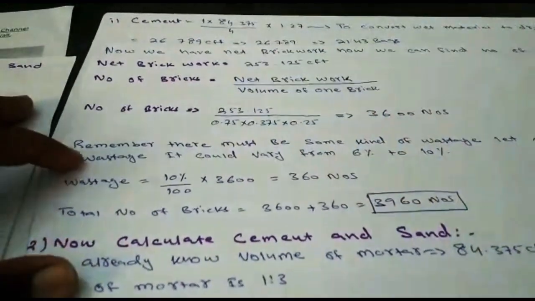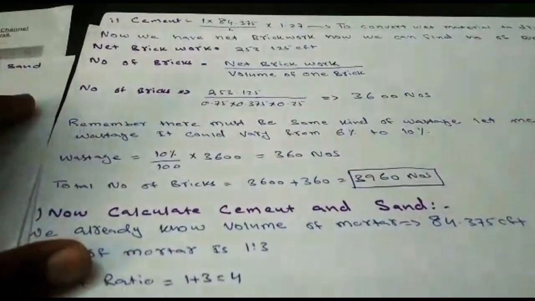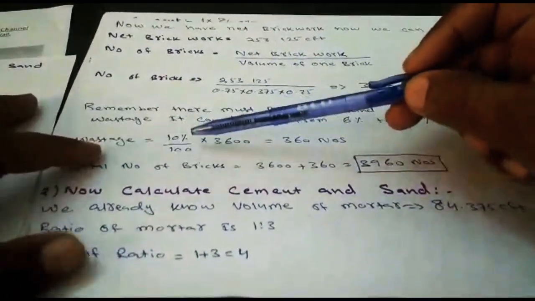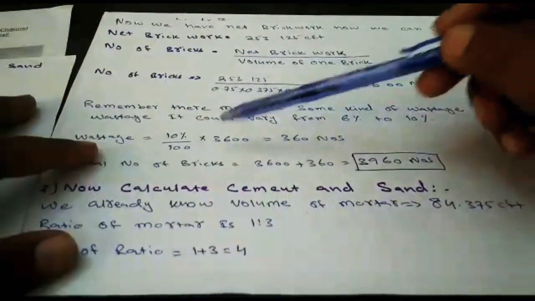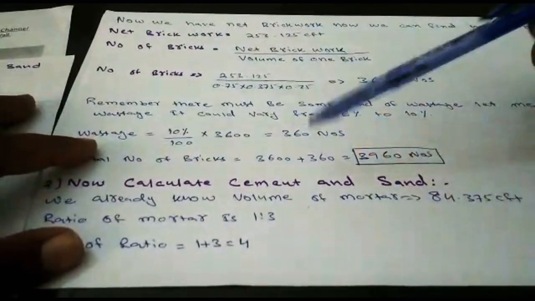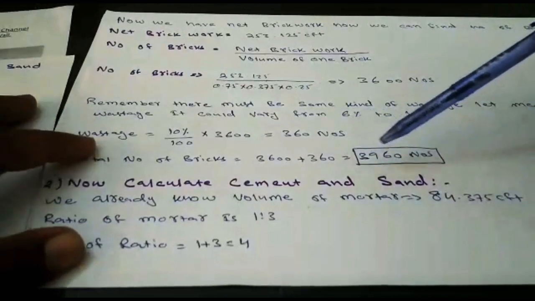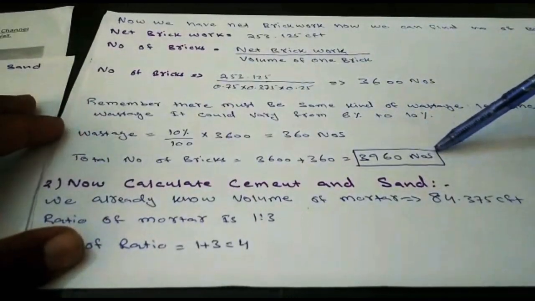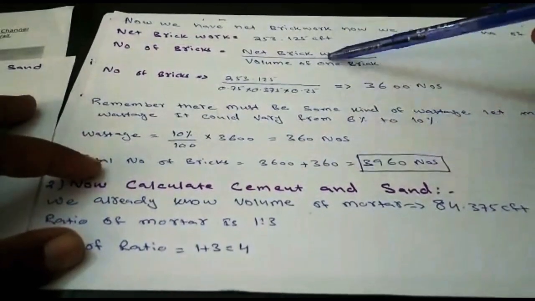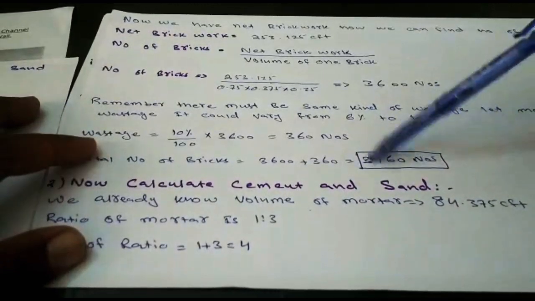Remember, there must be some kind of wastage. It could vary from 6% to 10%. So I have taken 10% as a wastage factor. So here 10% divided by 100 into 3600 is equal to 360 numbers. So we will add 360 to 3600 bricks. So we have 3960 numbers of total bricks we need to construct this type of wall. So here is the actual number of bricks we need.